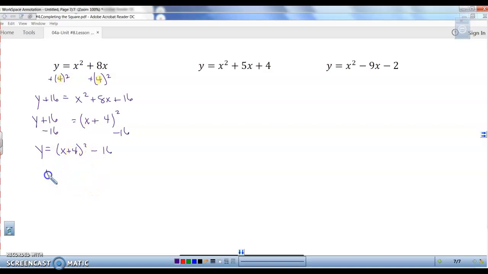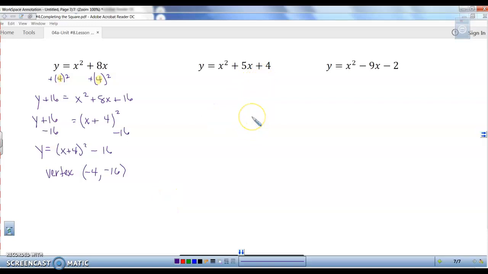So according to the vertex form, what is your vertex? All right, your x value is right here. Now remember, it's always the opposite sign inside the parentheses, so it's negative 4. Same sign outside the parentheses for the y, negative 16. Oops, that should be, yeah, that's, okay. There we go.